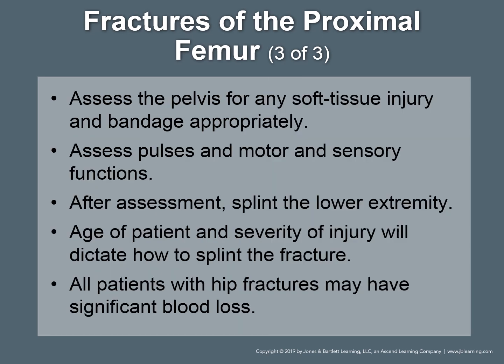Assess the pelvis for any soft tissue injury. Bandage all injuries appropriately. Check pulse, motor, and sensory before and after. After assessment, splint the entire lower extremity. You don't want them to have a lot of movement. Depending on the age of the patient and severity of the injury will determine how delicately you splint the injury. The older they are, the weaker their bones are, so you want to be really careful. All patients with hip fractures may have significant blood loss, so go ahead and start your large bore IV to be prepared for that.